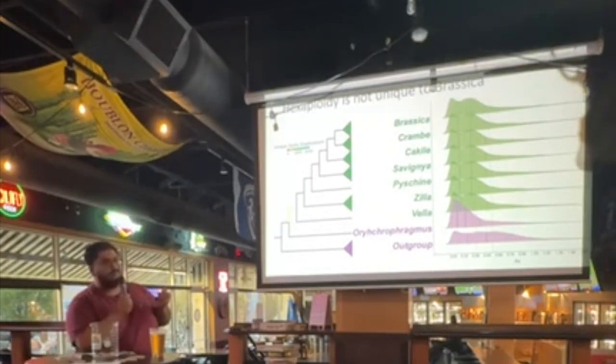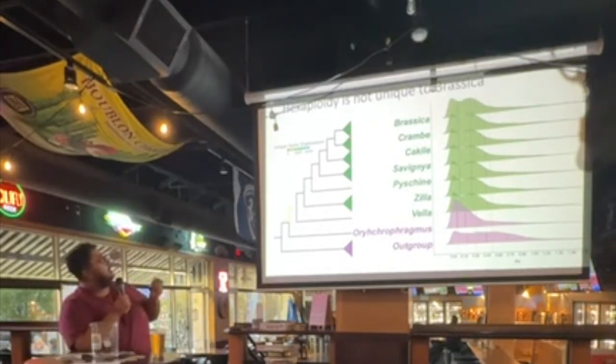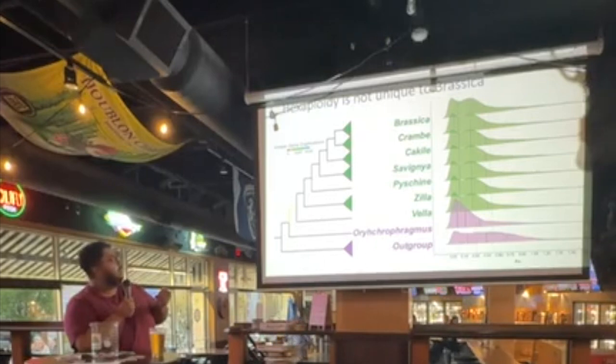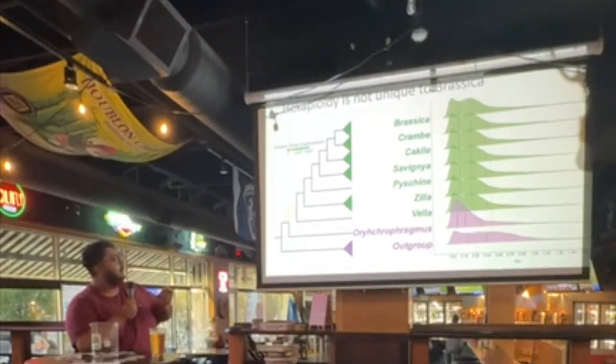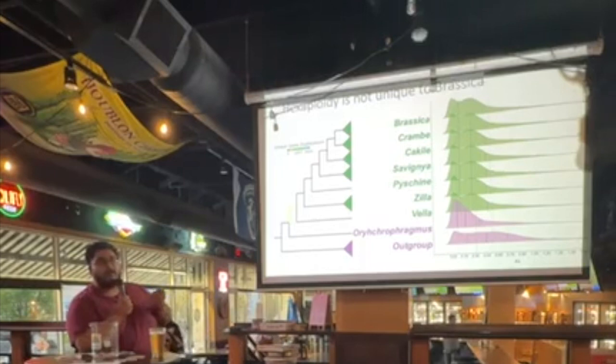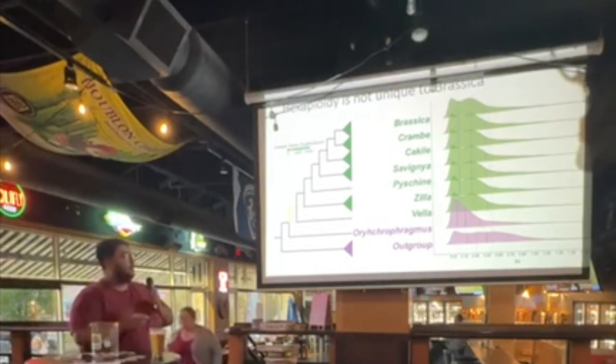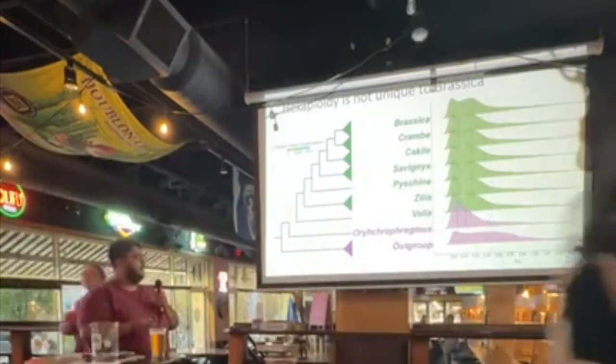This might be a bit of a confusing figure, but this hexaploidy is not unique just to the brassicas. And so we have brassica here, and we have a bunch of other species that are represented in green here. And so everything that's green here also shares this hexaploidy event. And we have evidence for this using these plots here.